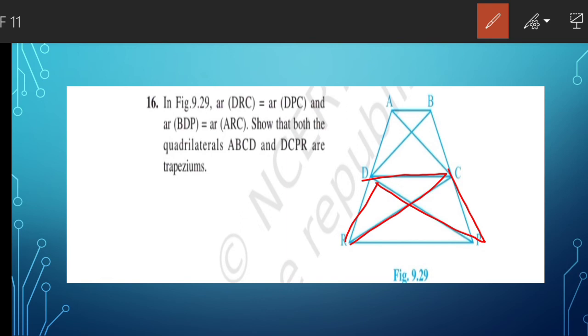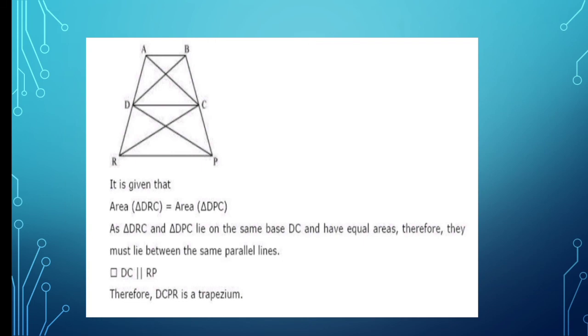Again we have BDP, this full triangle, equal to ARC, this full triangle. Now the full triangles are equal. We have to show ABCD is also a trapezium. So let's go with it.